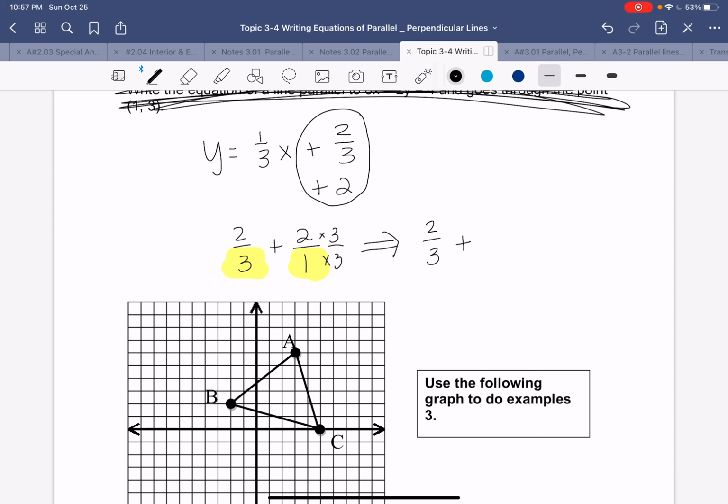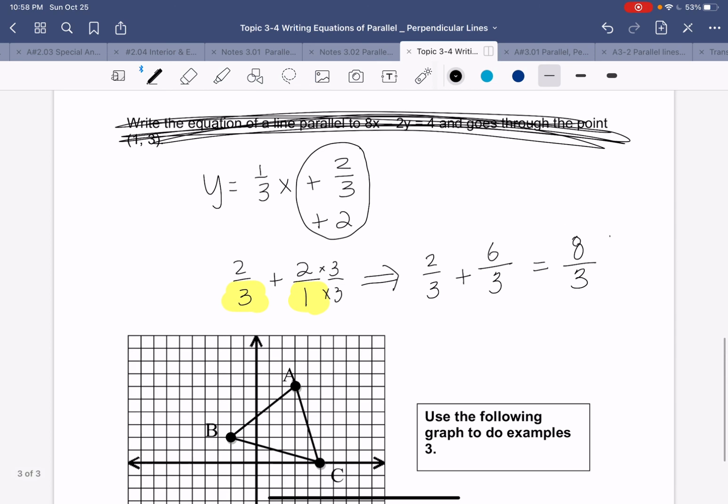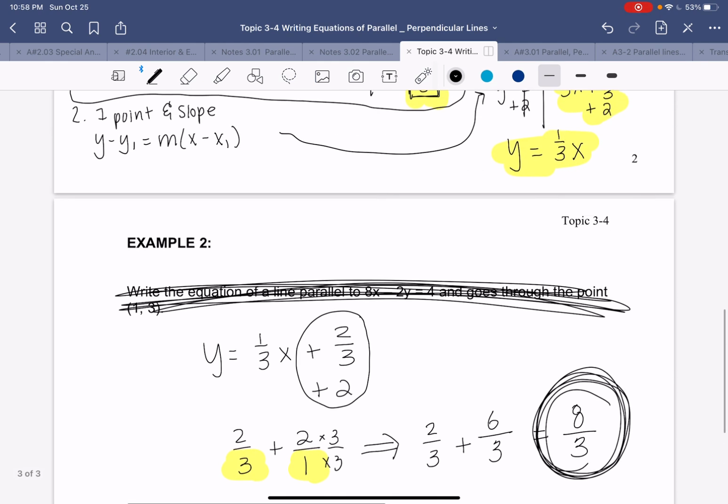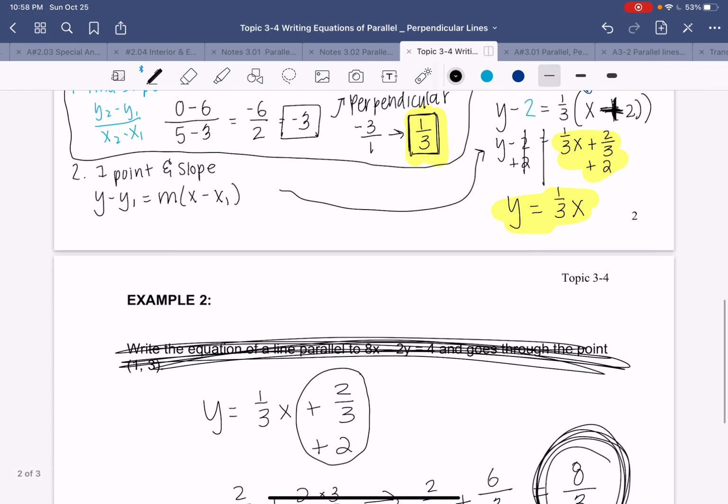So when I do that, you multiply straight across. We know that our denominator is going to be 3, and then 2 times 3 is 6. Now I can add straight across. My denominator doesn't change, but then we do 2 plus 6, which is 8. So the y-intercept that we just found is actually plus 8/3. And that is our answer.